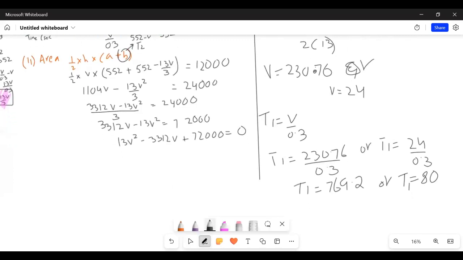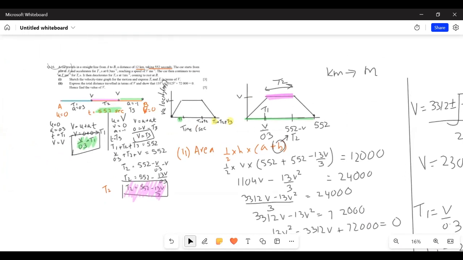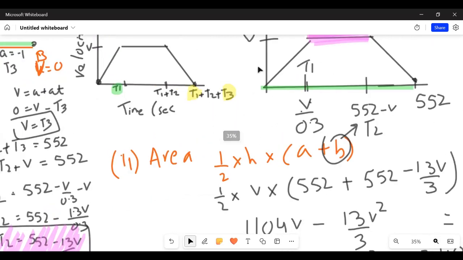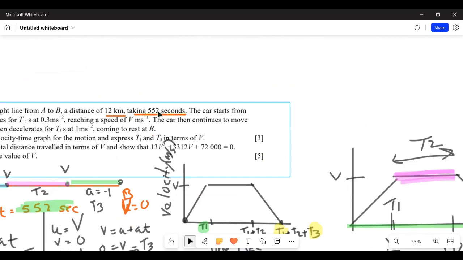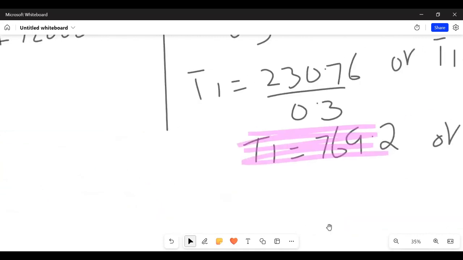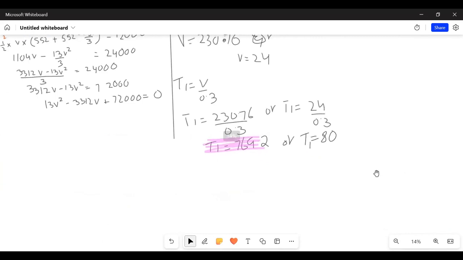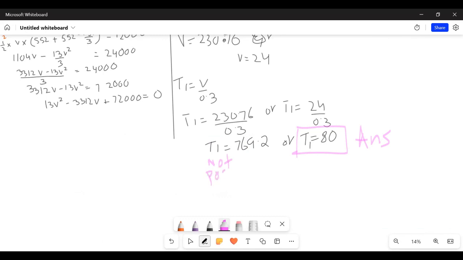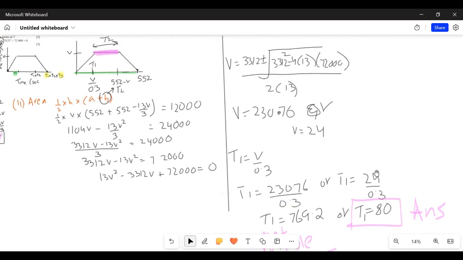This can't be right, the first one. Time one cannot be 769. The reason for that is that the total time of the entire journey was 552 seconds given at the start of the question. The total time from A to B is 552 seconds. So the time T1, which is the time of the first part of the journey, cannot be greater than 552. So this is not possible. Reject this one. So with this one, you write answer. For this one, you write not possible, as it's bigger than 552.